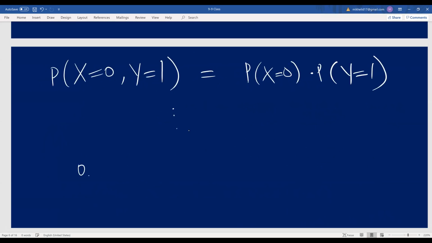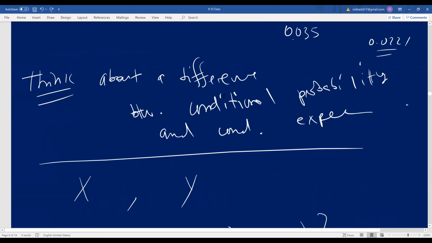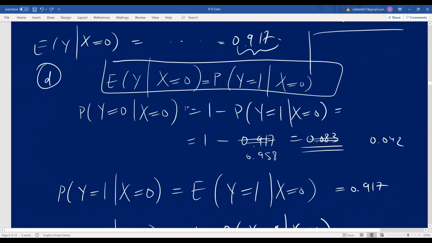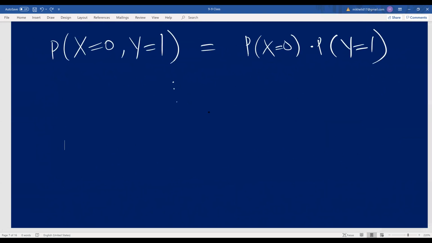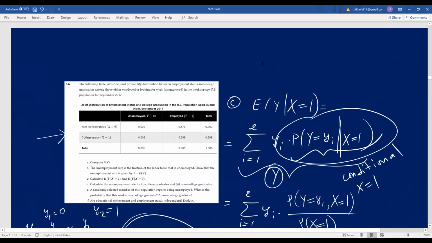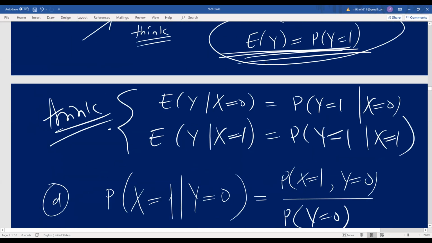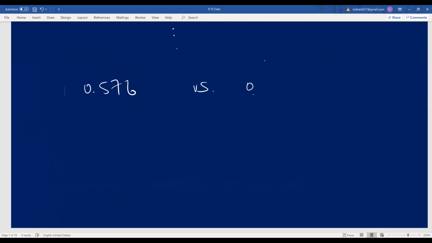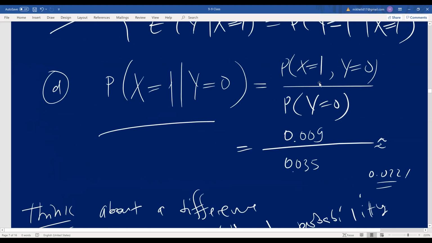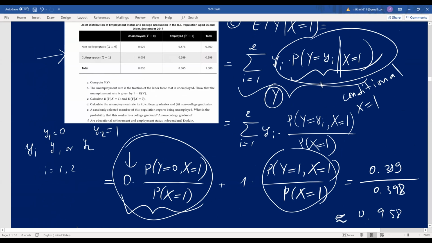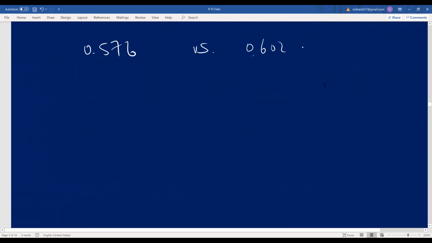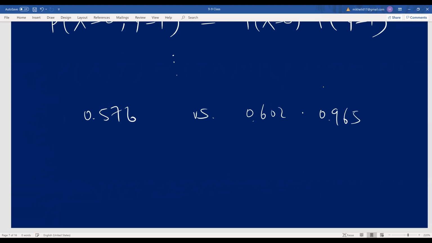So x equals 0 and y equals 1. I just forgot, what was the probability of x0, y equals 1? 0.576. Please remember that. Versus the probability x equals 0 is what? 0.602. Times, what's the probability y equals 1? 0.965. And they are not equal. So they are not independent. So x and y are thus not independent.